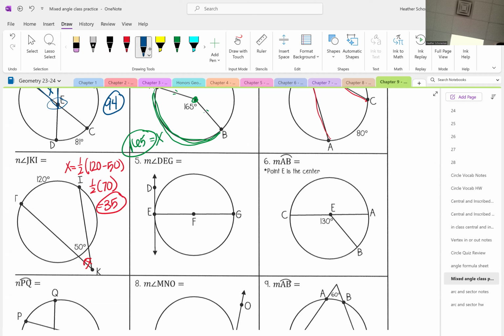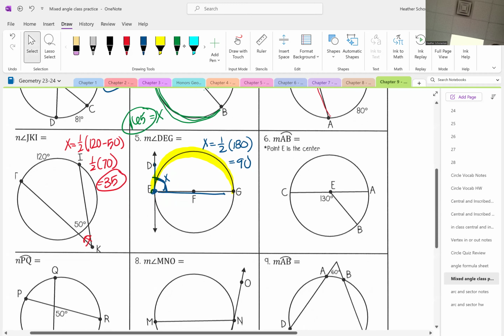Okay, number 5, they want DEG. So this angle right here, well, the vertex is on the circle, so this angle is going to be 1/2 of the intercepted arc. And this whole thing is the intercepted arc. And the intercepted arc is a semicircle, so it's got to be half of 180, which is 90.